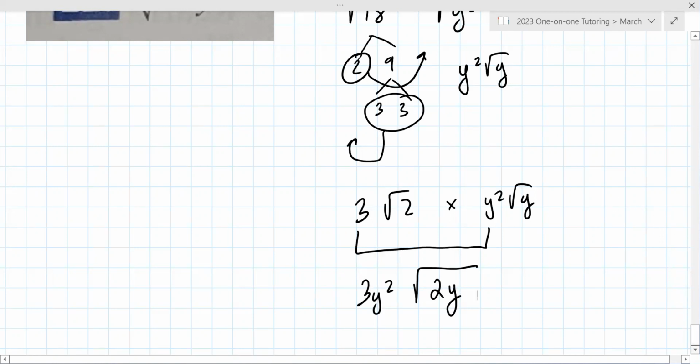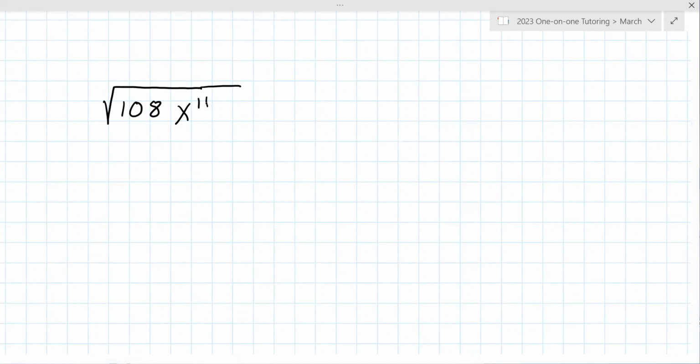All right, okay, let's have you do another one here. Let's do square root 108 x to the 11th. Okay. Go ahead and give that a try, please.